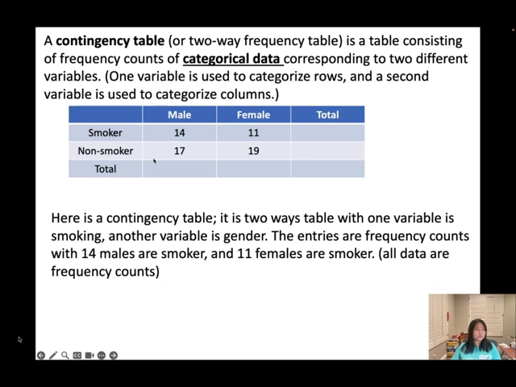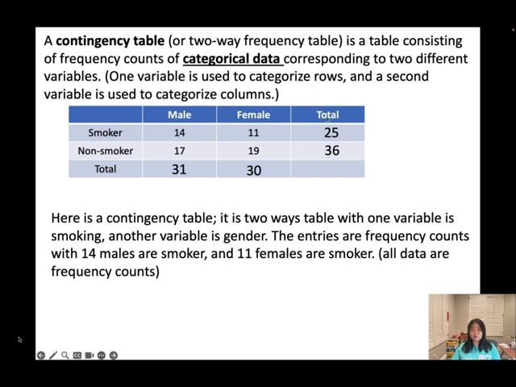Right? So first, I want you guys to try to find the totals here. How many males are here? How many females are here? And then how many smokers? How many non-smokers? Okay, check your work. Add it up. We have 31 males here, and we have 30 females. We have 25 smokers and 36 non-smokers.